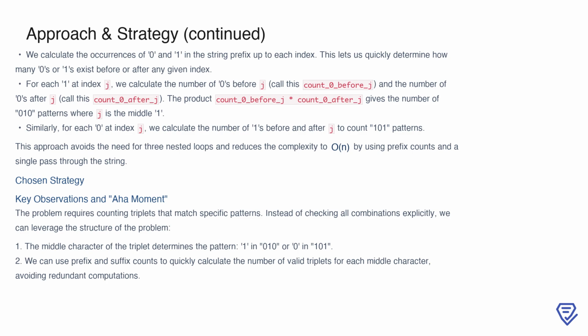The product of these 2 values gives us the number of 0-1-0 patterns where the 1 at index j is the middle character. Similarly, for a 0 at index j, we calculate the number of ones before and after that index to count 101 patterns. By using prefix counts, we eliminate the need for 3 nested loops and bring the time complexity down to O(n). This makes the method far more efficient and scalable for large input sizes.